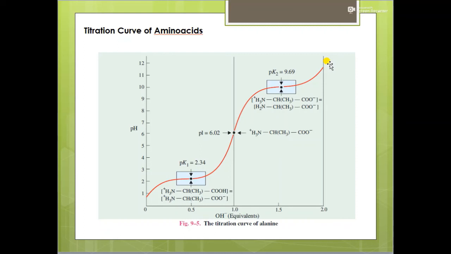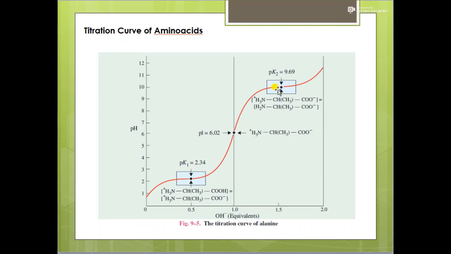9.69, divided by 2. So you should remember that at a pKa value of 2.34, the concentration of the NH3 plus CH3COOH form of the amino acid is equivalent to that of the deprotonated form. They are equivalent over here. This is the pKa value for the COOH group, and equimolar concentrations of those two ionic forms are present at that pH.